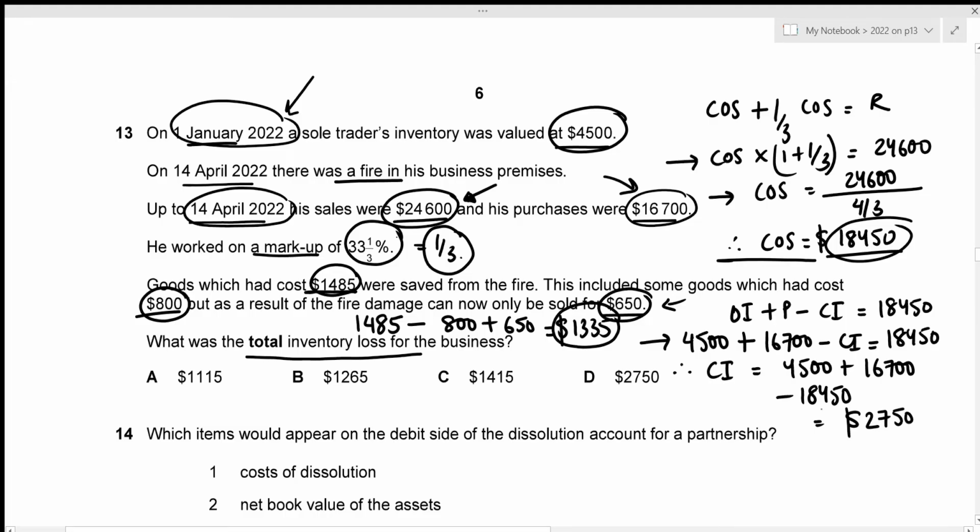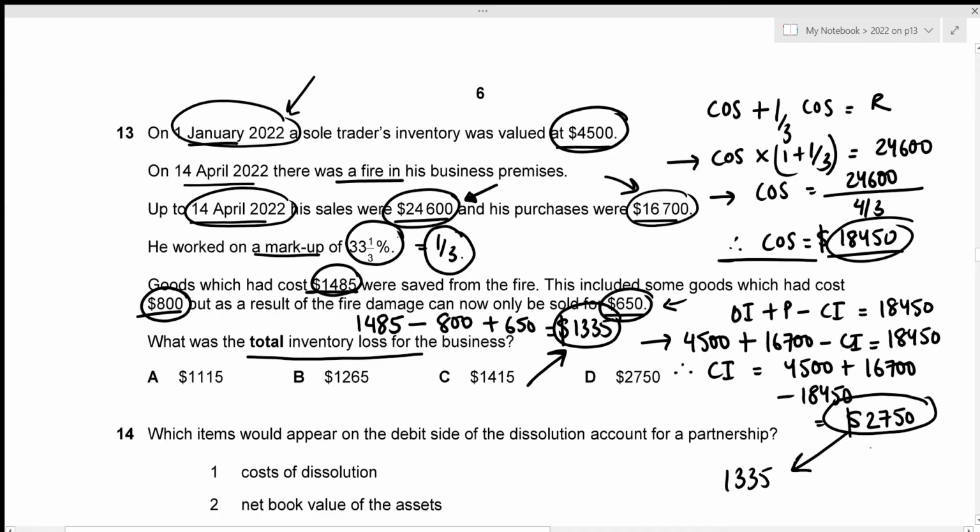So this was the total value, and from this we only saved the inventory worth 1,335, which means that the remaining value is the total inventory loss. Let's figure it out. That's 2,750 minus 1,335, which results in the value of 1,415. This is the value or the answer that we're looking for, which is given in option C.